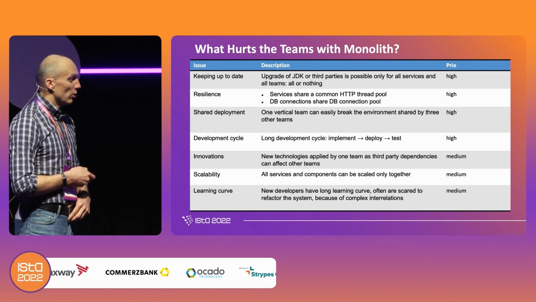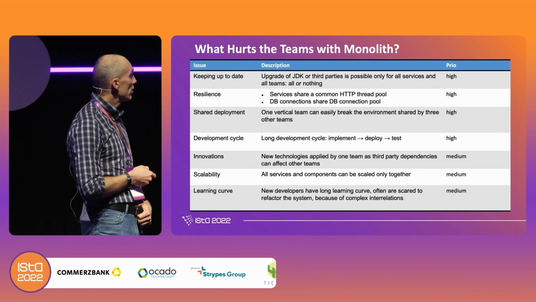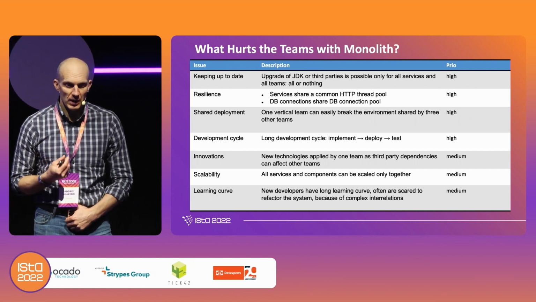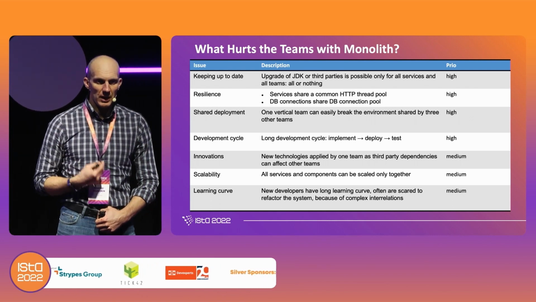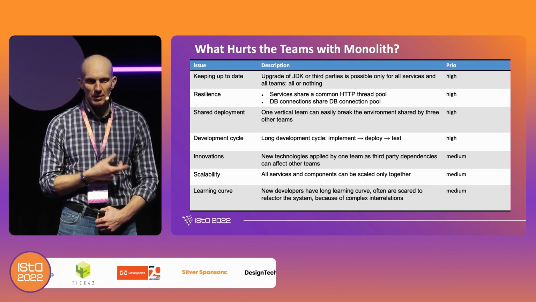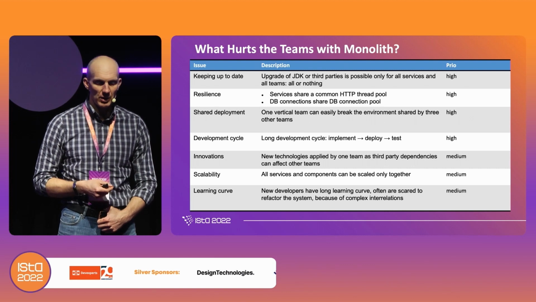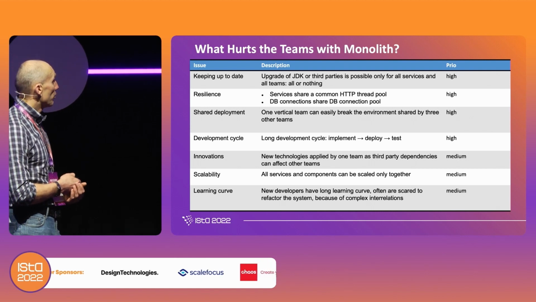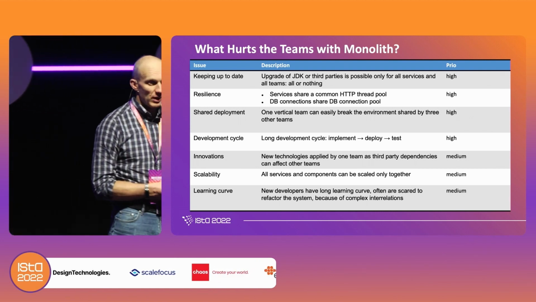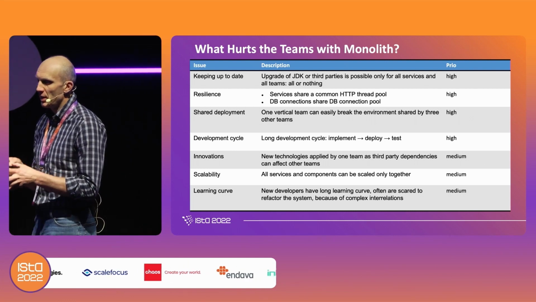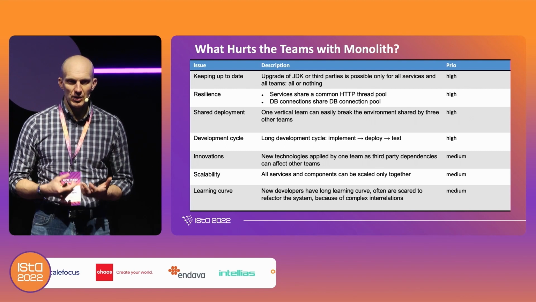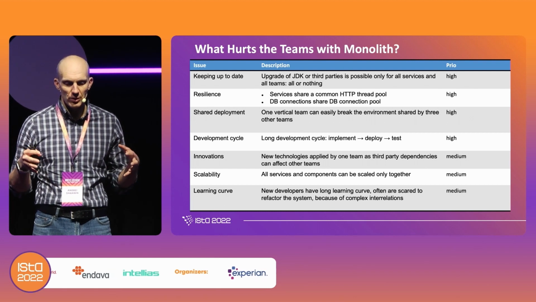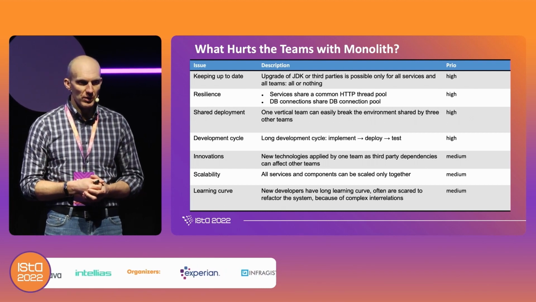Second one, resilience. Our container uses the same thread pool and database connection pool for all components, for all services. For example, if we have a high load on the product service and the thread pool is exhausted, then we also have a problem with the user service, login, the card service. So basically the whole system stalls. Shared deployment: there are a lot of cases when one team doesn't care about their part and makes a deployment. The deployment is broken, and all other teams should wait until the deployment is repaired, because all the components are deployed in a single container.